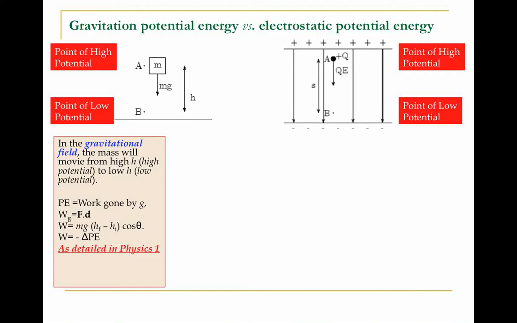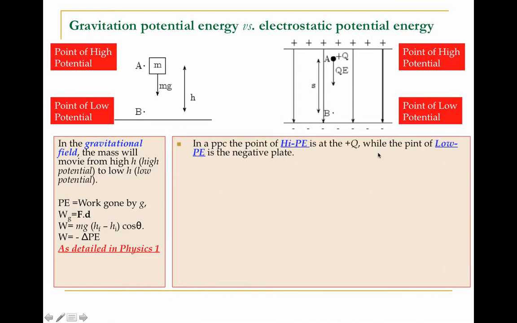So in electrostatics, we have a parallel plate capacitor. The easiest one to visualize is the parallel plate capacitor, where the positive plate is said to be the point of high potential and the negative plate is said to be the point of low potential. If you allow a positive charge to move inside this uniform field, which produces a force equal to Fq, then the charge will move from the point of high potential A to the point of low potential B.